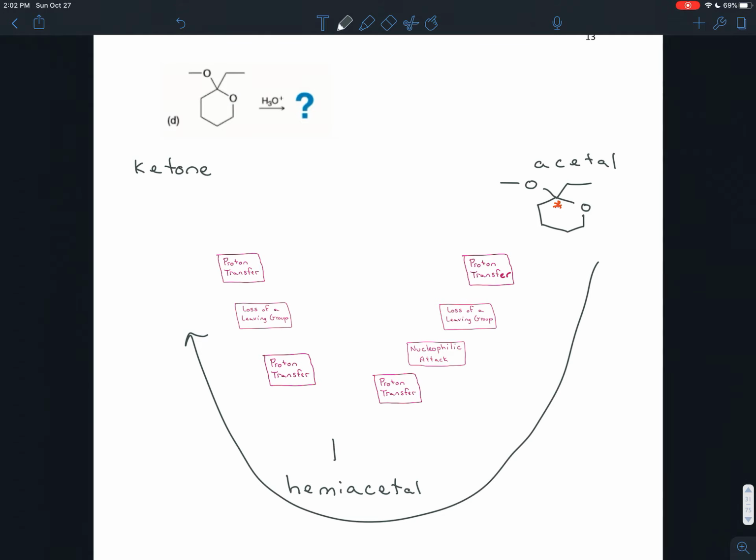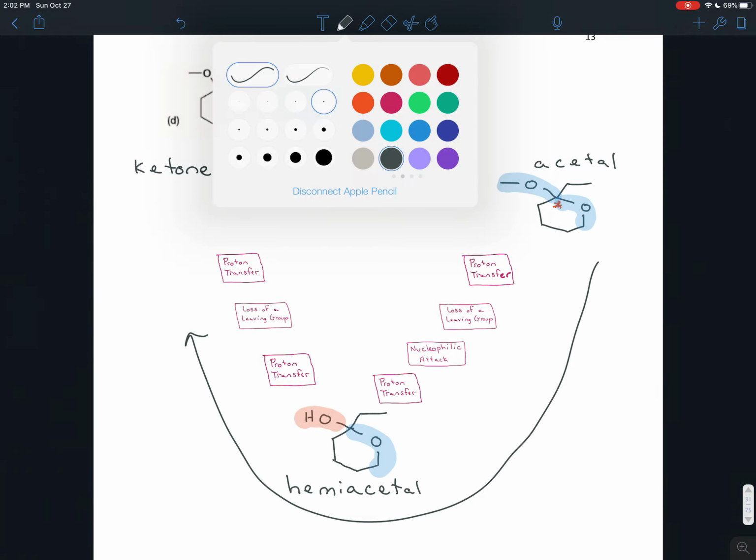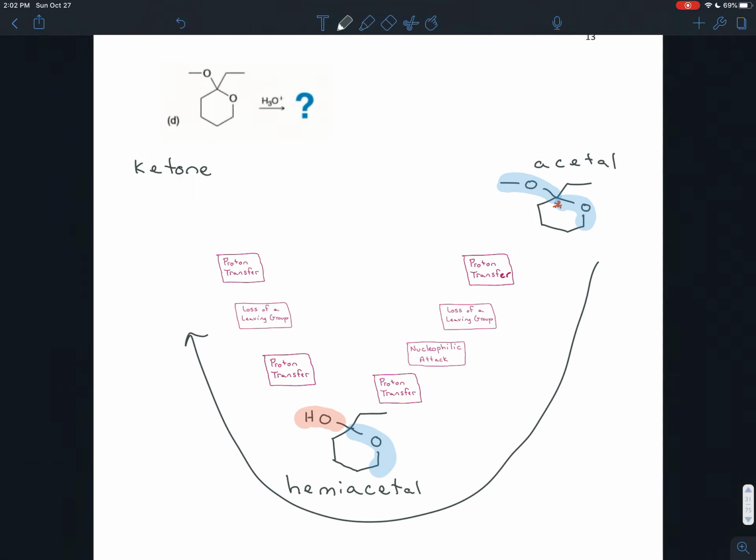Now, for the hemiacetal, one of the alcohols is going to come off, and one of them will stay. So let's say we keep this one on the right, the other one comes off. In the hemiacetal, in addition to that ether, we're going to have an alcohol. So one of the ethers we started with two, one of them stays on, the other one leaves and gets replaced by an OH. The OH is ultimately going to turn into the ketone.